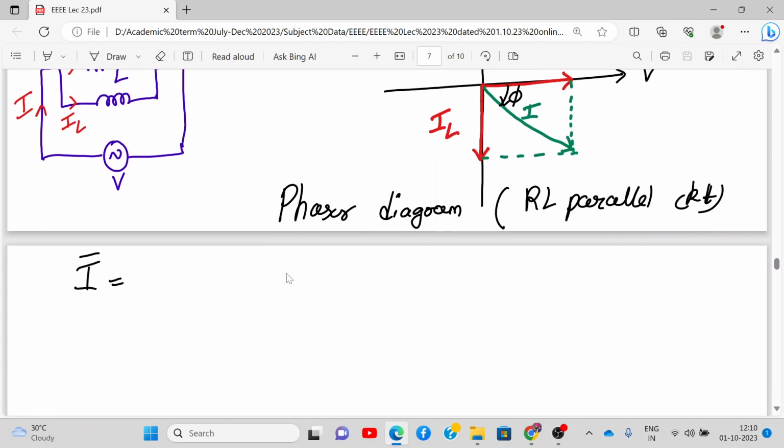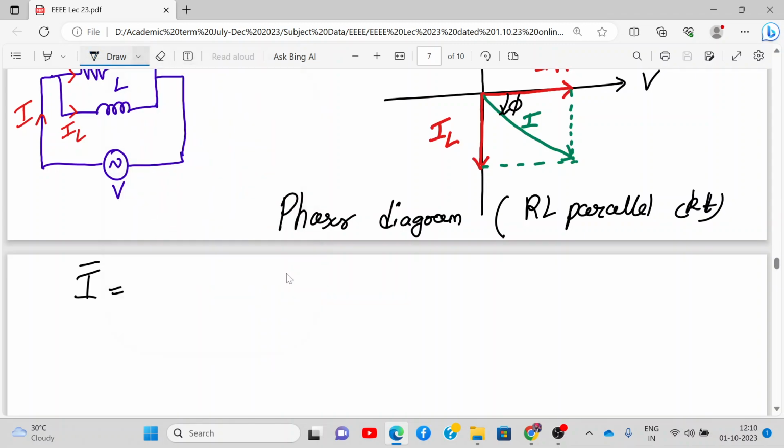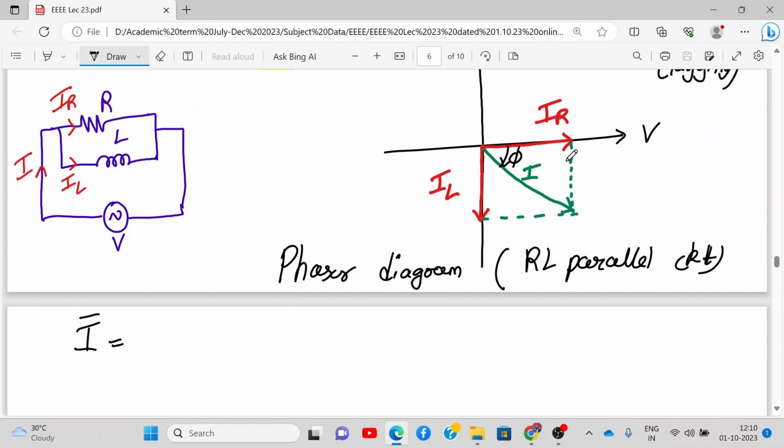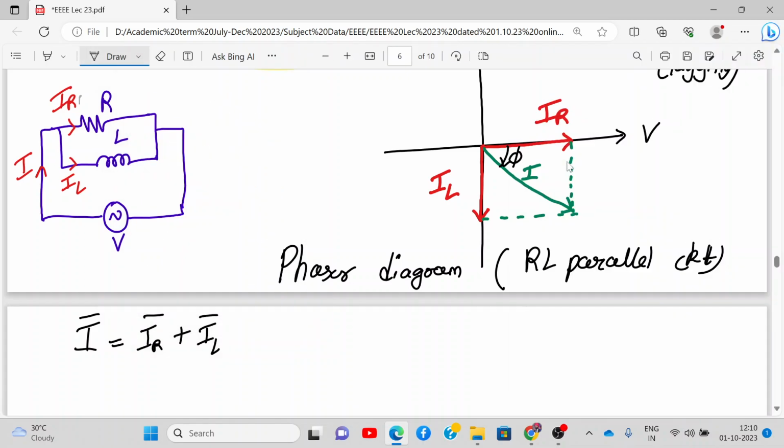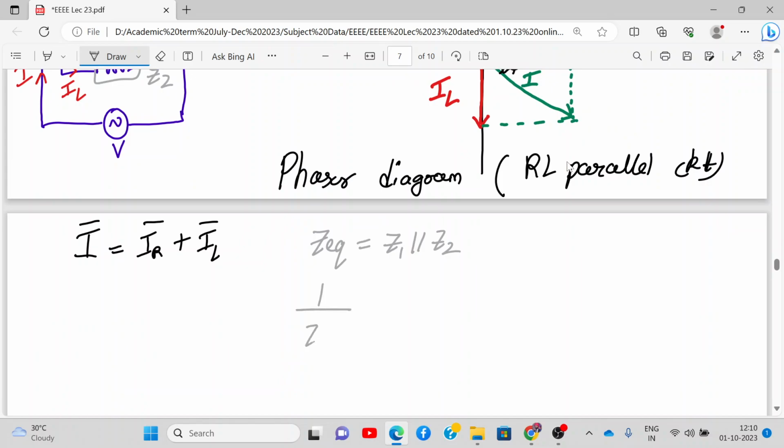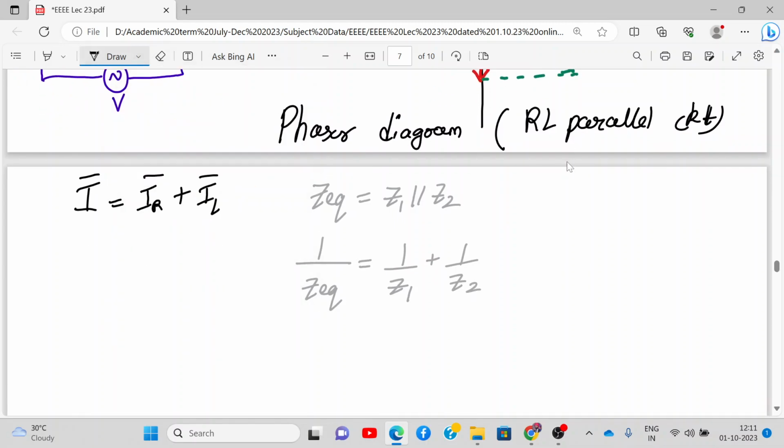Okay, so I bar can be written as IR plus IL, right? Can you tell me what is the impedance of the circuit? These two are in parallel, right? So if I treat this as Z1 and this as Z2, what is Z equivalent? Z1 parallel to Z2, right? So what is 1 upon Z equivalent? 1 upon Z1 plus 1 upon Z2, correct?